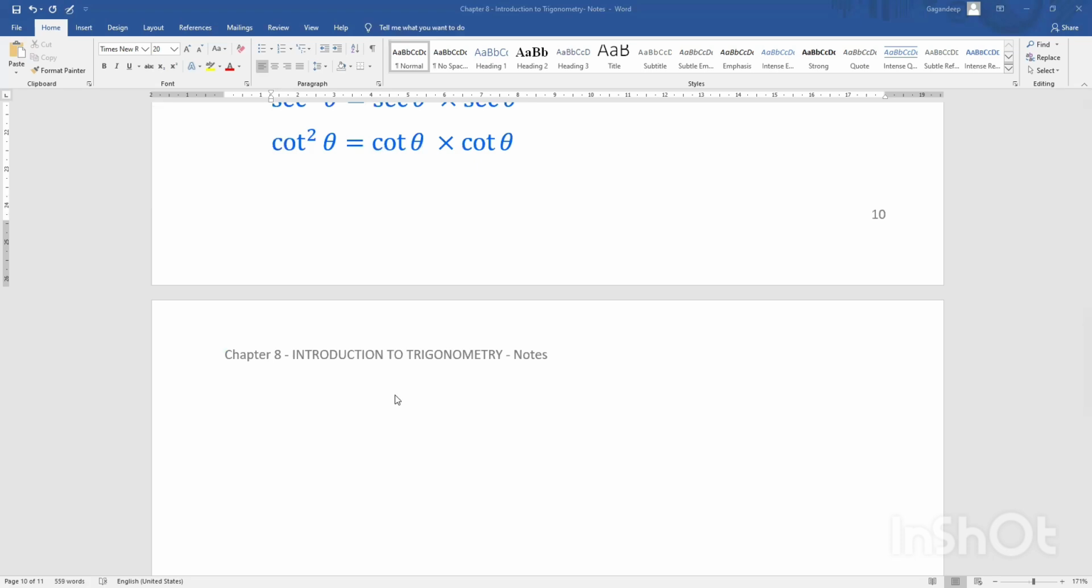And we can also write like this. What is sine cube theta? Sine cube theta means nothing but sine theta into sine theta into sine theta. So it is multiplied thrice.